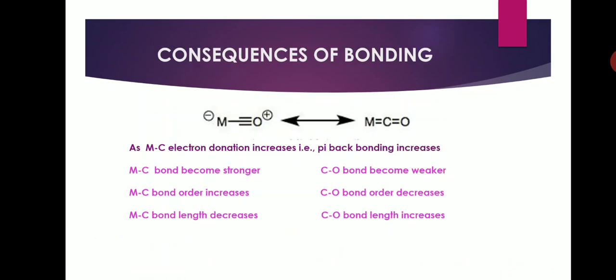Consequences of bonding. When the metal in the metal carbonyl complexes donates its electrons to the pi star antibonding orbital of CO, it forms a double bond between metal and carbon. So, with this increase in bond order, the metal-carbon bond length decreases and the bond becomes stronger. For the exact same reason, the bond order of the CO bond decreases and it becomes weaker.